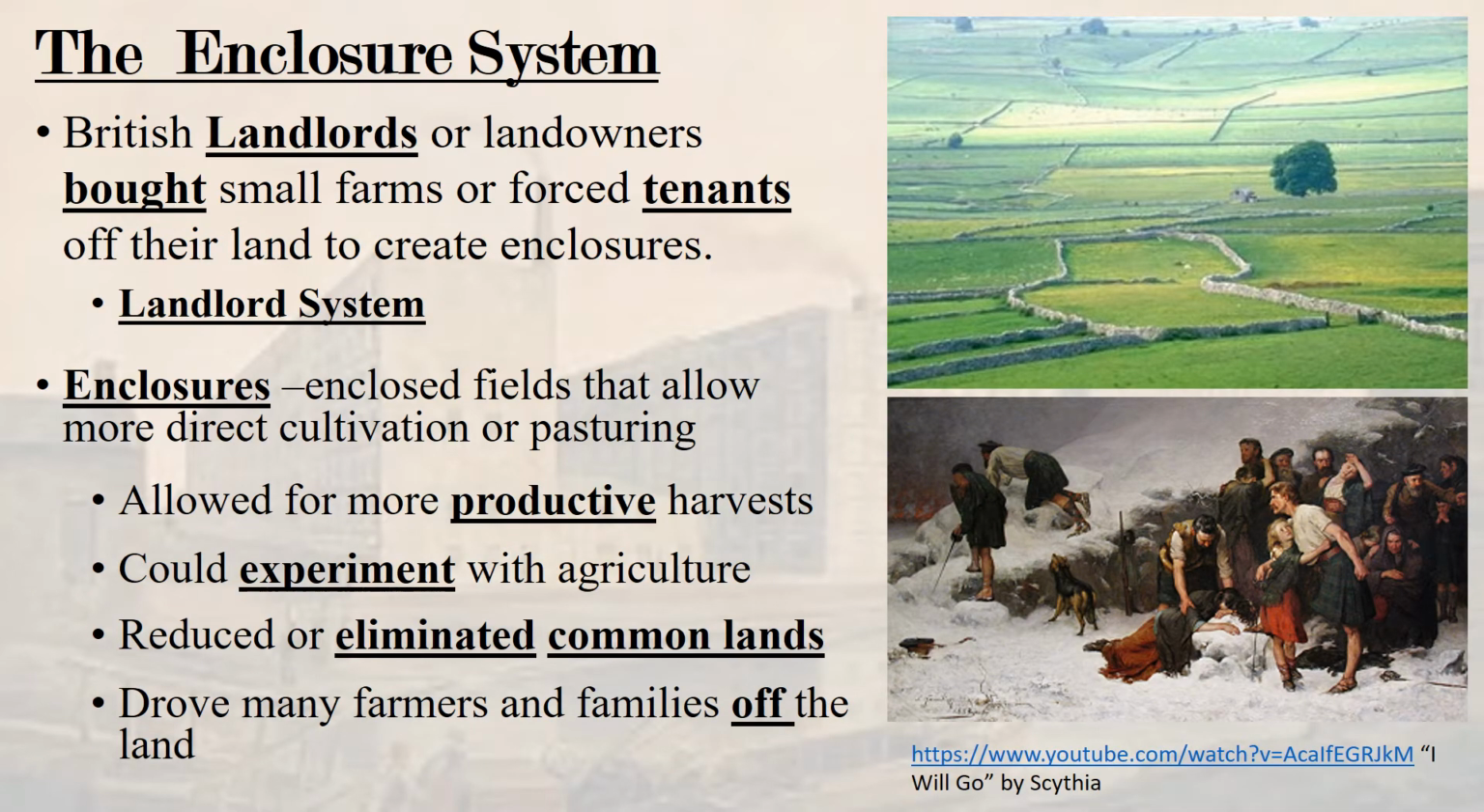We have the enclosure system. The enclosure system is actually one of the more fascinating ones to me, though it can get a little weird to wrap your head around. So in this agricultural revolution, British landlords start to buy up or literally force farmers off their land. You've got to remember, the farmers back then, a lot of them didn't own the land. They were tenant farmers. So they rented land from the landlords, from the wealthy people, and they also did live in houses on that land.